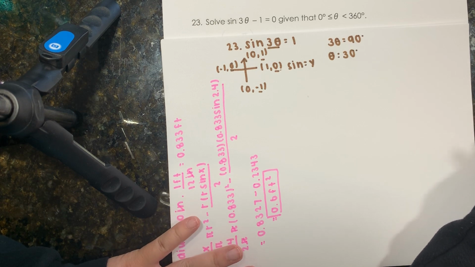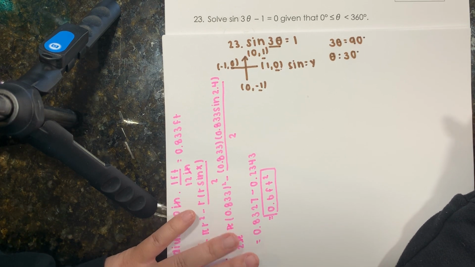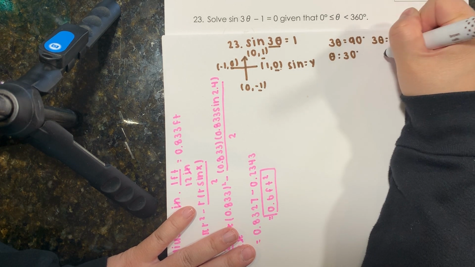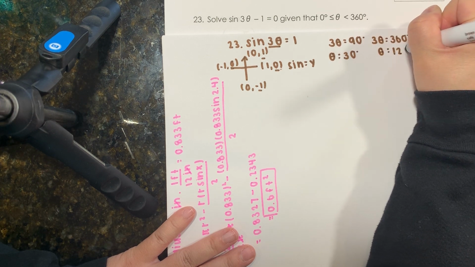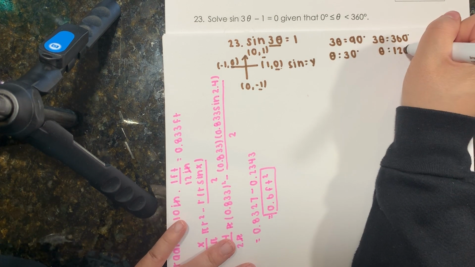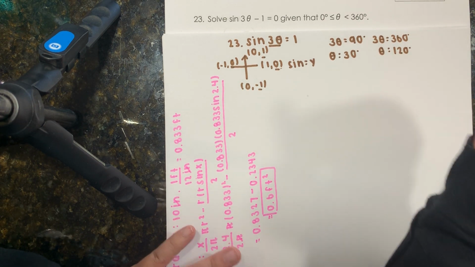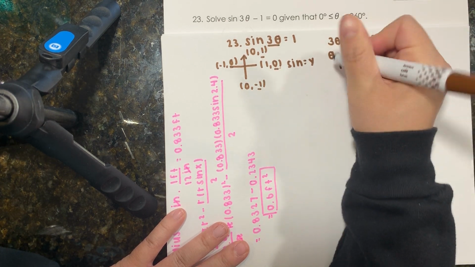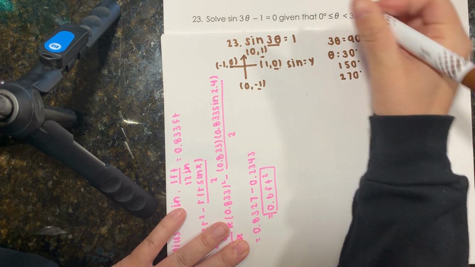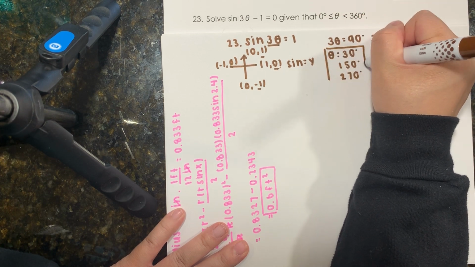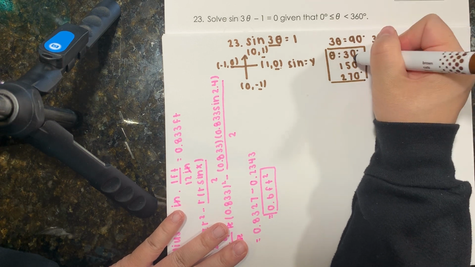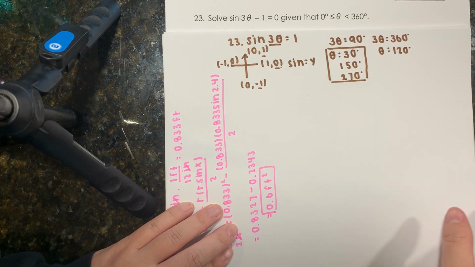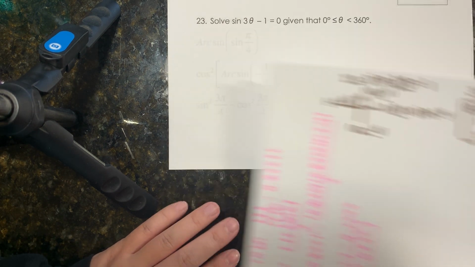But remember, we don't need just one answer. We actually need 3 answers. So I'm going to set 3 theta equal to 360. Divide that by 3, and you get 120 degrees. Now, this is going to be what you're going to continuously add until you end up with your 3 answers. So 120 plus 30 would be 150. 150 plus 120 would be 270. And those would be your 3 answers. So 120 ends up basically being the difference between all of these variables. And that concludes number 23.